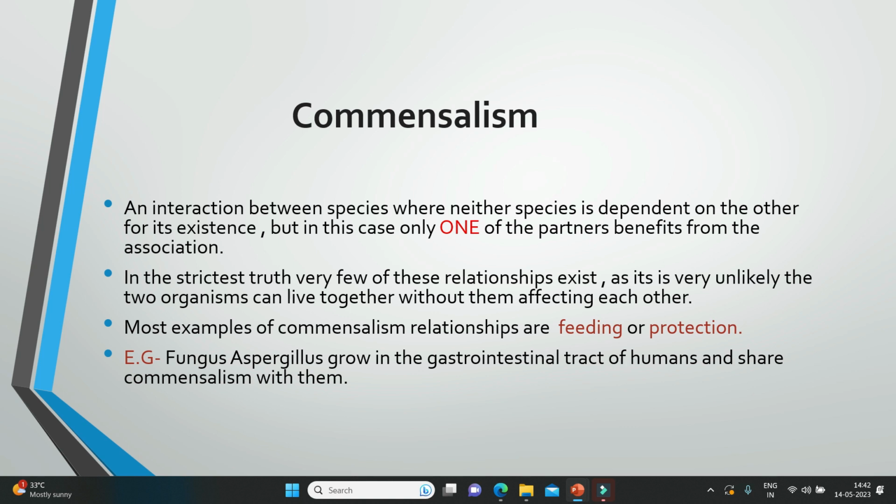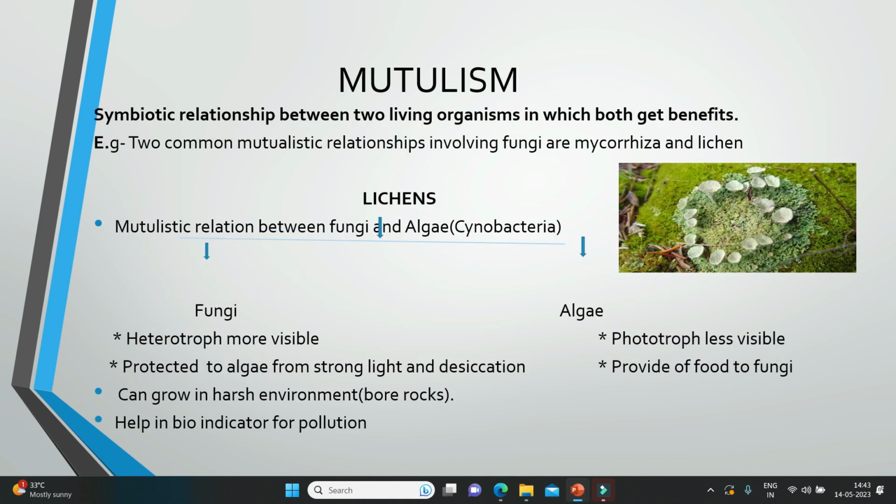Commensalism is an interaction between species where neither species is dependent on the other for its existence, but only one of the partners benefits from the association. In truth, very few of these relationships exist, as it is very unlikely that two organisms can live together without affecting each other. Most examples of commensalism involve feeding and protection. An example is the fungus Aspergillus, which grows in the gastrointestinal tract of humans and shares a commensal relationship with them.